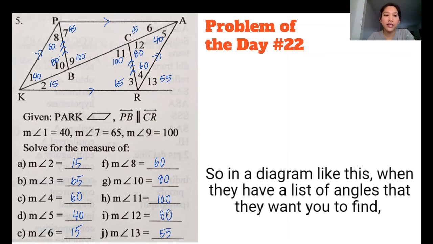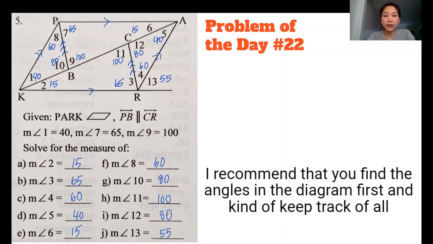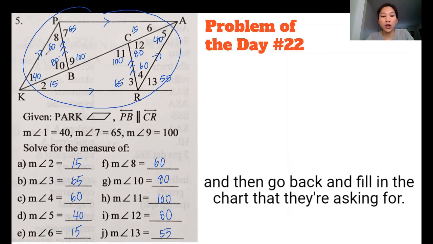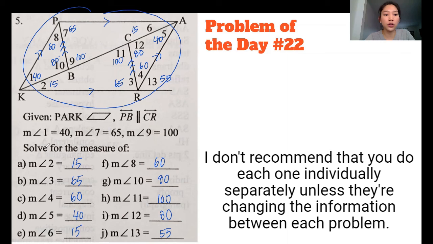In a diagram like this, when they have a list of angles that they want you to find, I recommend that you find the angles in the diagram first, and keep track of all the angles that you have and all the angles that you haven't found yet, and then go back and fill in the chart that they're asking for. I don't recommend that you do each one individually, separately, unless they're changing the information between each problem.